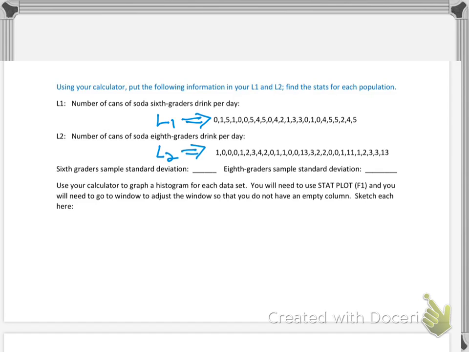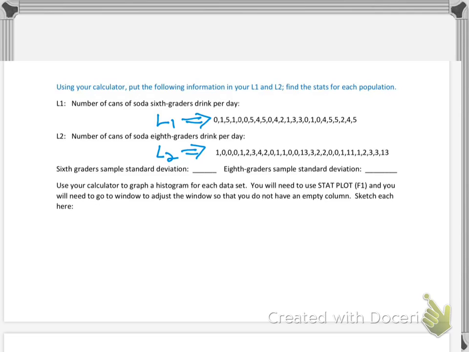Then let's do the same thing for L2. Take your cursor and go to the right to get to L2, and then go all the way up again. If you have data in there, go up to L2, darken that box, and hit clear. That will eliminate the data. Then you are free to enter all the numbers of cans of soda 8th graders drink per day. The 8th grade class is a little bigger than the 6th grade class, so you should have 26 data points. All right? So get that done.